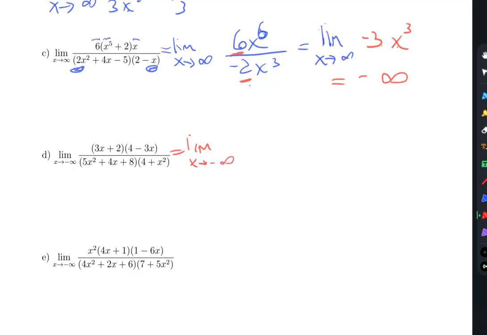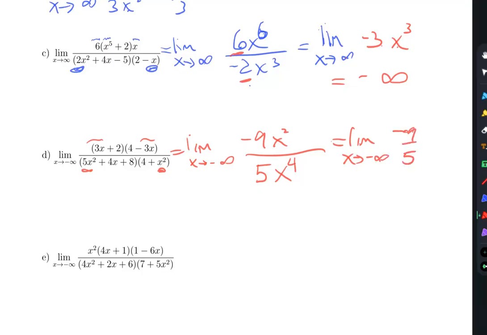From the numerator, the highest powered term would be negative 9x squared. In the denominator, these two multiplied would give us the highest powered term. So that would be 5x to the 4th. Cancel, because we can. Going to negative infinity. And I'm just going to pull this negative 9/5 off to the side. I cancel those x's, and I get an x squared in the denominator. So if I take negative infinity and square it, that's infinity. 1 over infinity, that's 0.